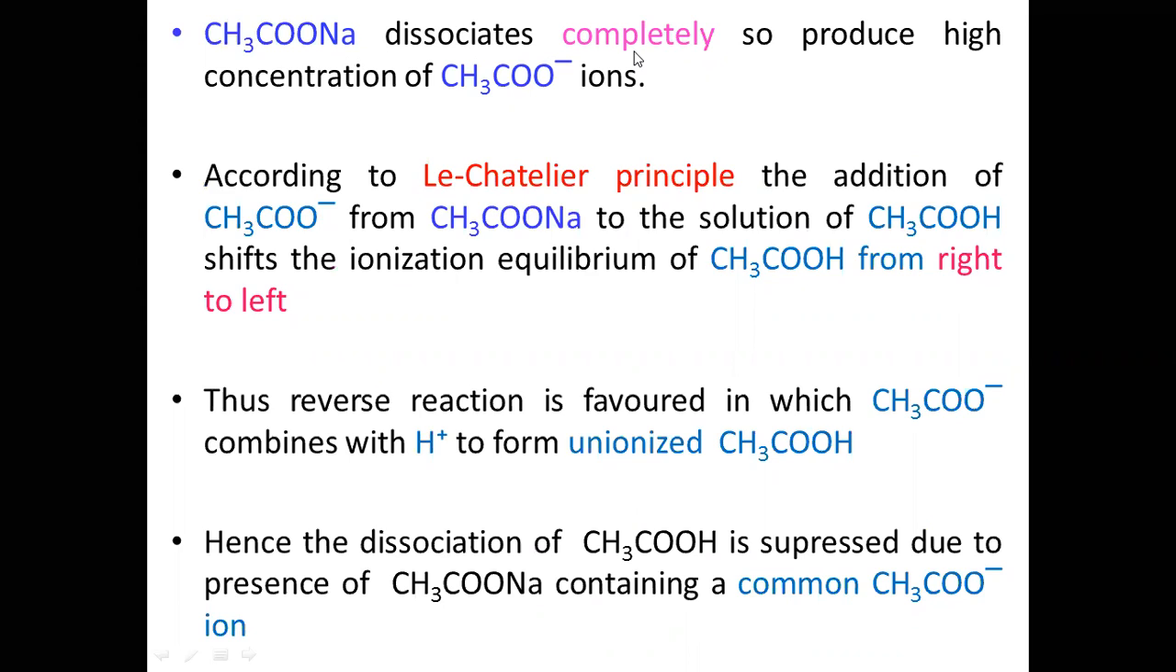Sodium acetate dissociates completely, so it produces a high concentration of acetate ion. ओके, जैसे सेकंड रिएक्शन में concentration ज्यादा था, एग्जांपल लिया था 9, राइट. According to Le Chatelier's principle, the addition of acetate ion from sodium acetate to the solution of acetic acid shifts the ionization equilibrium of acetic acid from right to left.